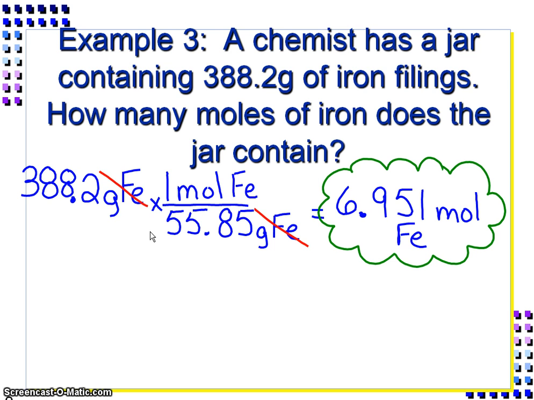Iron is Fe on the periodic table. It's kind of in the middle. It's number 26. And below Fe, if I look on the periodic table, it's about 55.85. Something close to that for the mass. So I'm putting that mass on the bottom. So 388.2, and then divide by the 55.85 on the bottom. My final answer, about 6.951 moles of Fe.